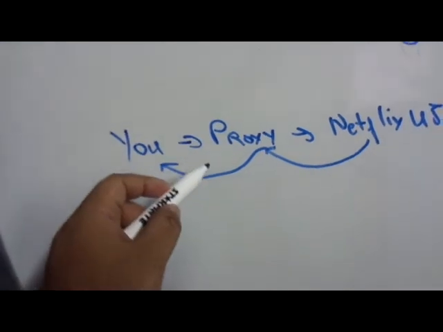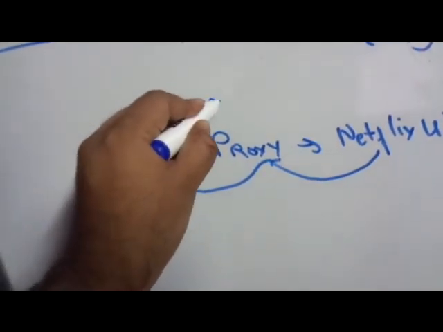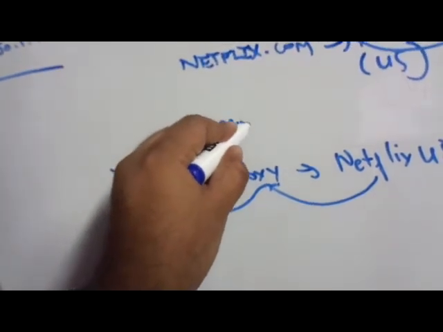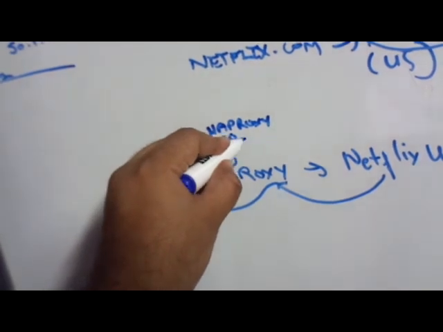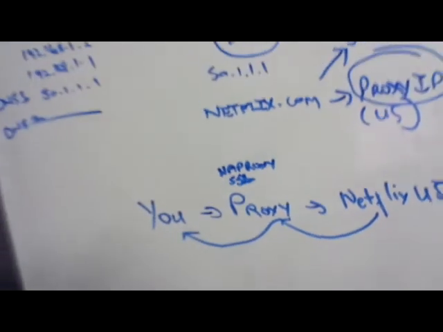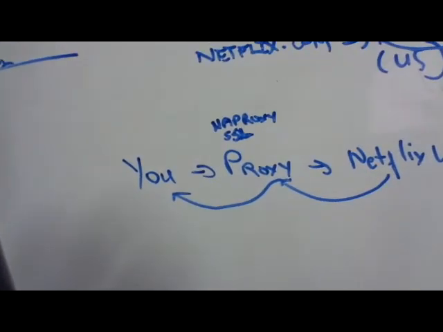I use HAProxy, just to give you a little hint. I use HAProxy to do this because HAProxy allows SSL connections, which you will need for Netflix sometimes. And you could probably Google more details on how to set up HAProxy.